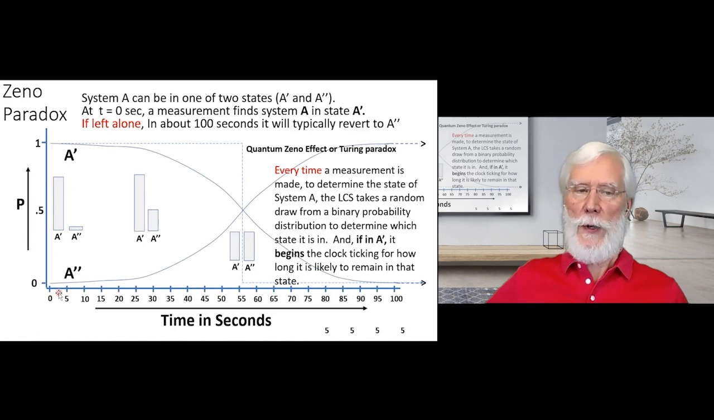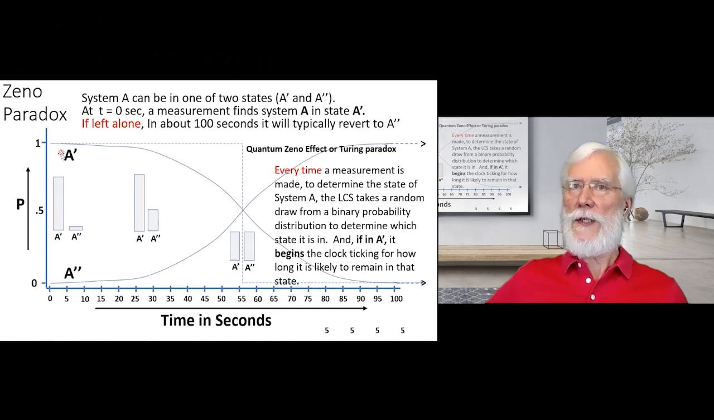But I may measure it every 2 seconds for 500 seconds. I may measure it every 2 seconds for a day. And every time I'll get A prime. But it's supposed to go back to A double prime in 100 seconds. But you see, it never gets to, because every time I measure it, the clock gets reset.